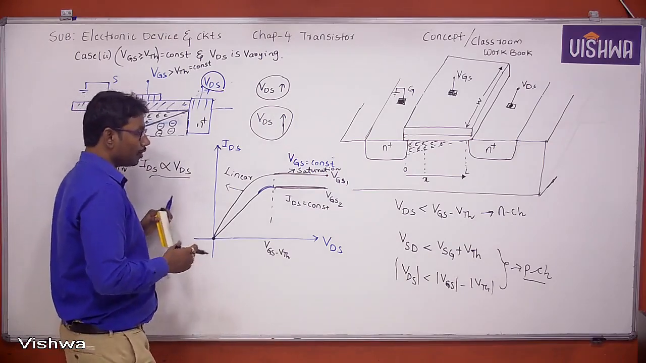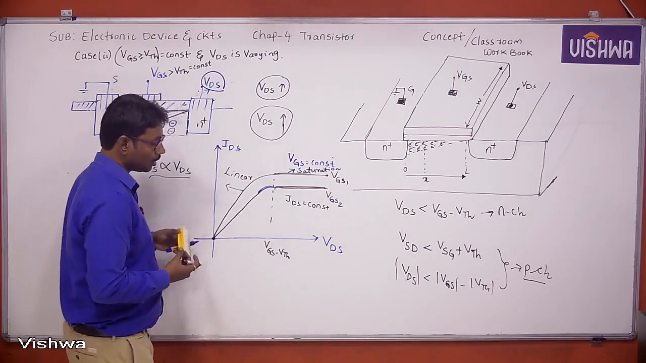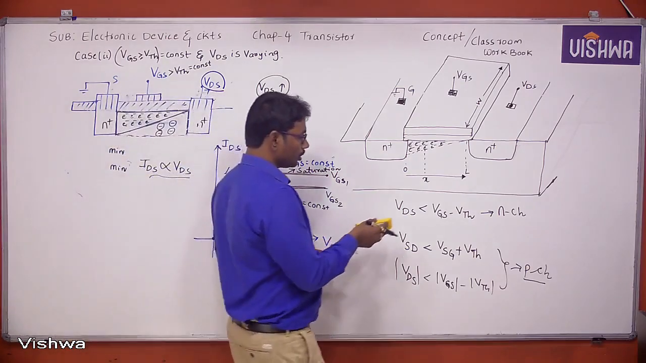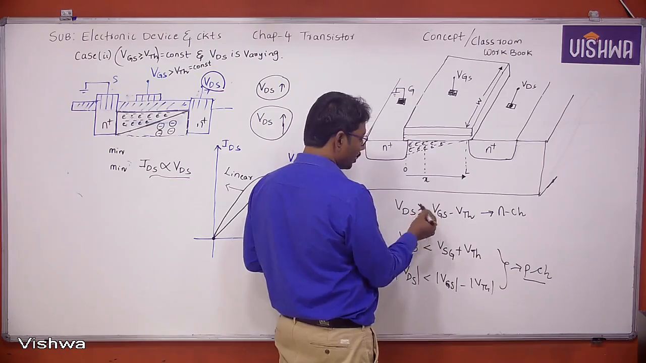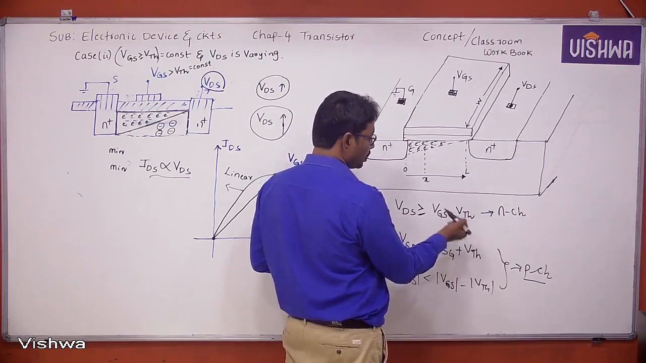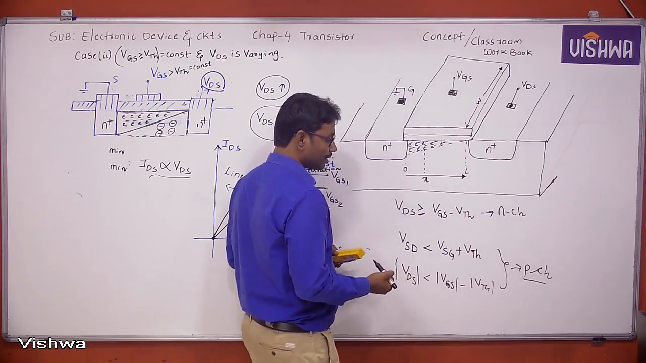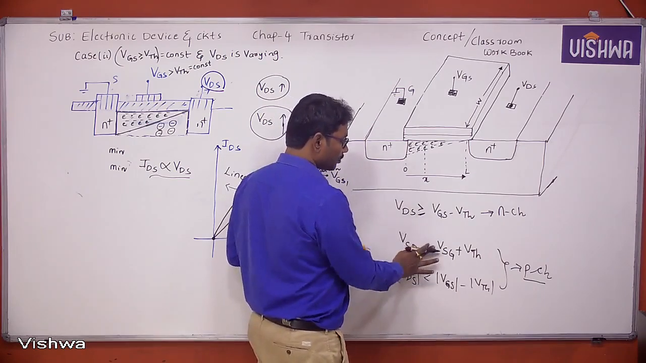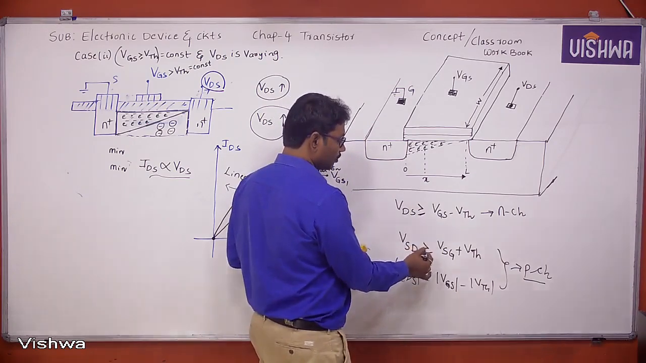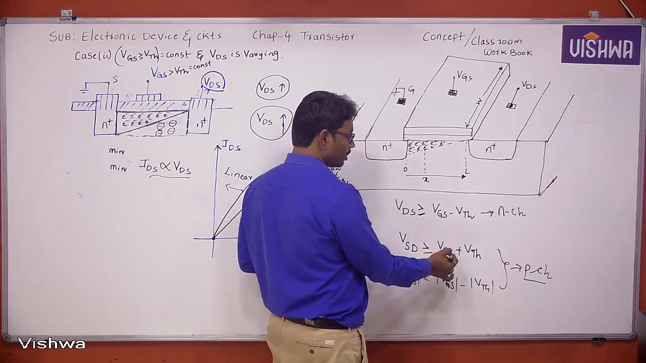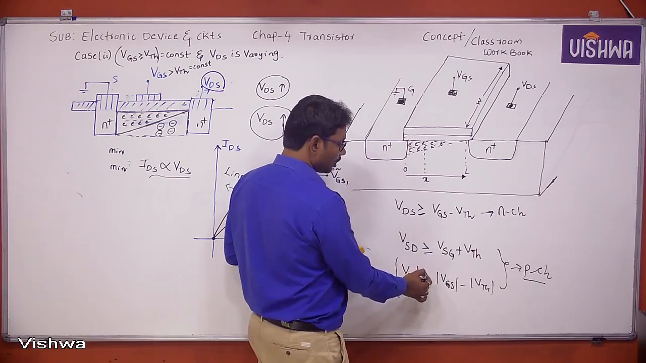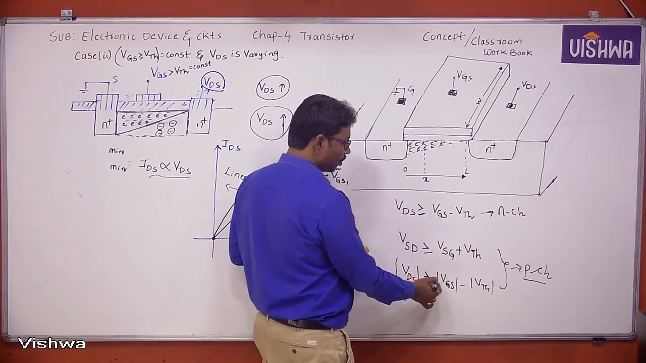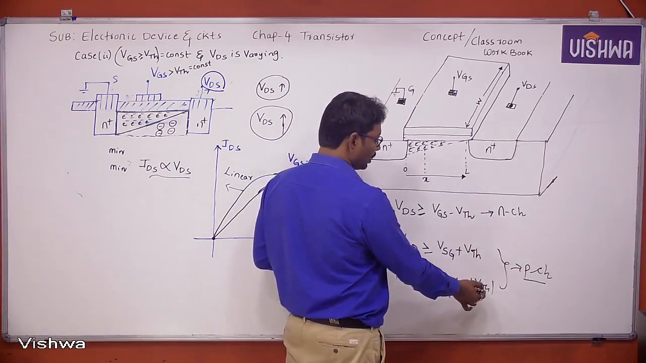Next, when is the MOSFET in saturation? In the case of the N channel, whenever VDS is greater than or equal to VGS minus VTH, the MOSFET is in the saturation region. Next, for the P channel, the condition is VSD is greater than or equal to VSG plus VTH, and one more condition is mod VDS is greater than or equal to mod VGS minus VTH.